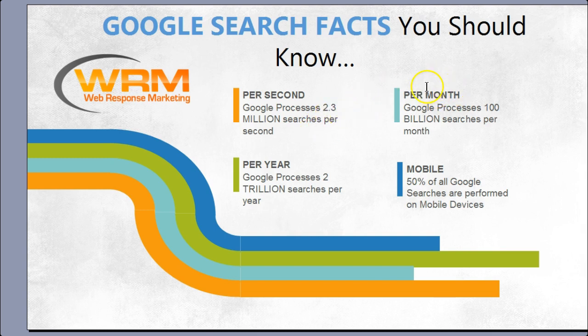Now if you take that into a monthly search, we're going to find that it's 100 billion searches per month. And if we take it to a yearly basis, then it tells us here that Google processes 2 trillion searches per year. It's a trillion, so that's a lot. Now, out of those searches, keep in mind this part, the mobile one, because mobile represents 50% of all Google searches, and those are performed using mobile devices.